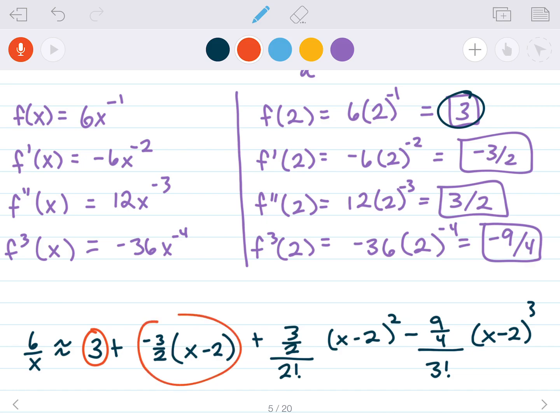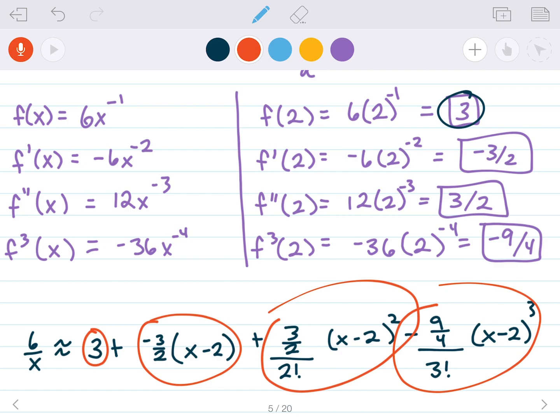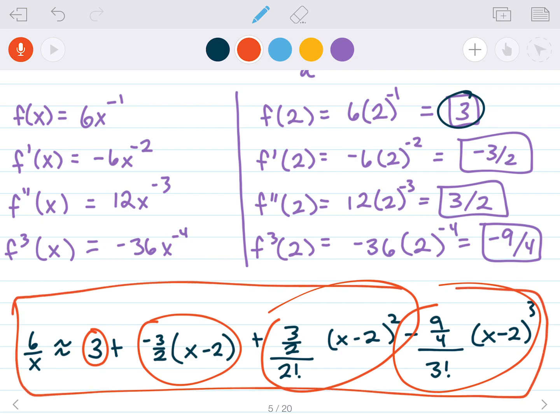1, 2, 3, and 4. All right, so that is our Taylor polynomial that represents an approximation for the function 6 over x.